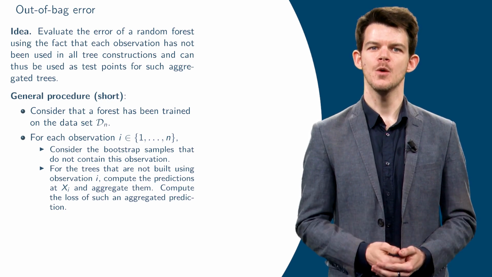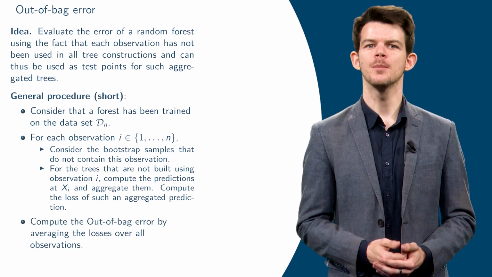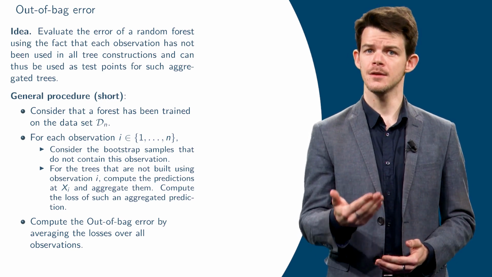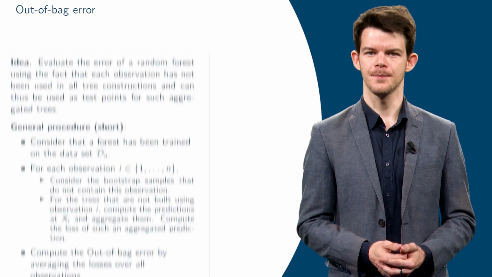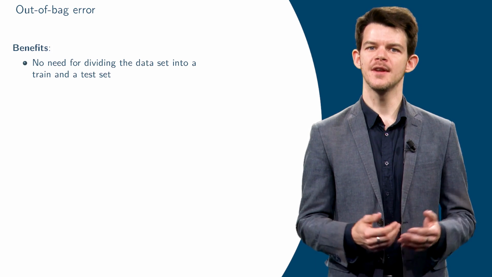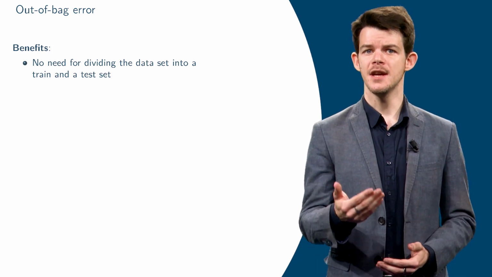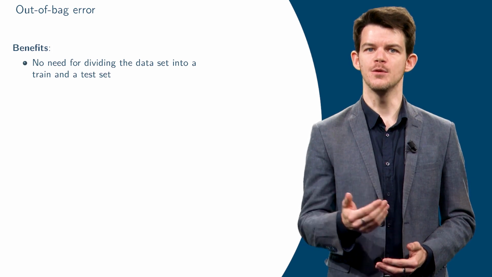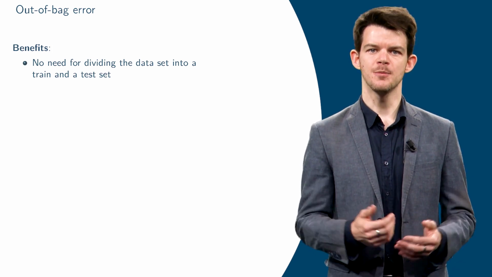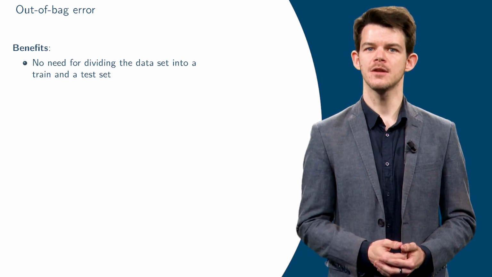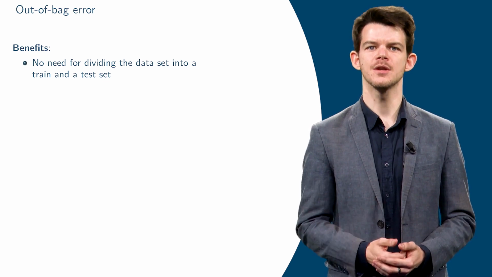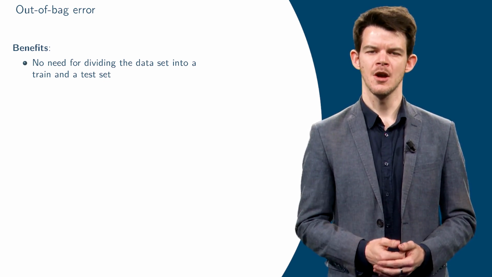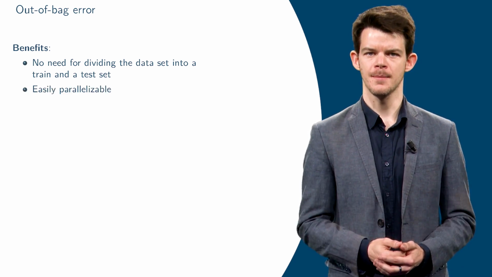Therefore, for each observation, we can easily calculate the error of a subforest composed of trees not using this observation in their construction. The errors thus obtained can be averaged to obtain the out-of-bag error. This procedure does not require dividing the dataset into a train and test sample. Each data point is used by a part of the trees and is therefore involved in the construction of the forest. The out-of-bag procedure uses the fact that each observation is not involved in the construction of all the trees of the forest and can thus be considered as a test observation for the trees that did not use it. Moreover, this method is easily parallelizable. The error is calculated for each observation separately.